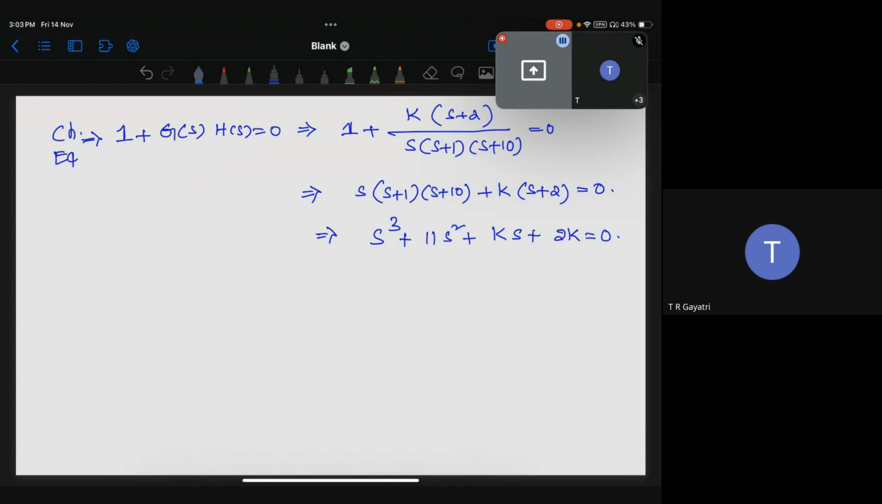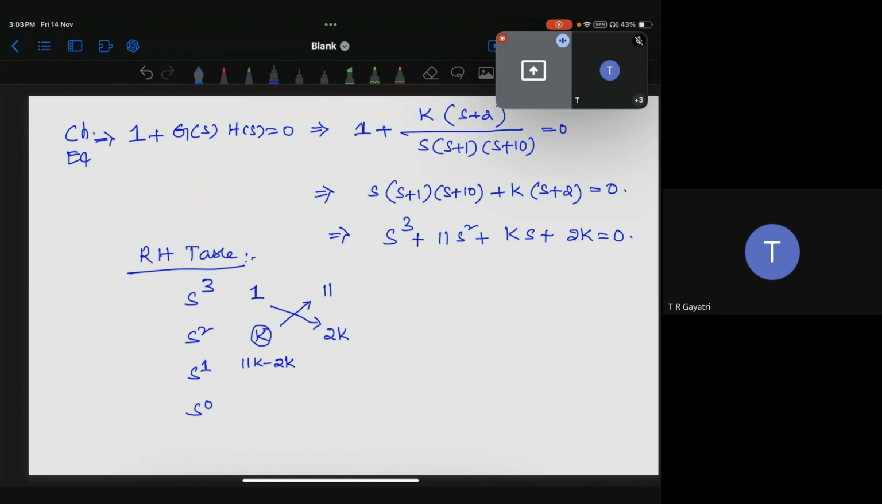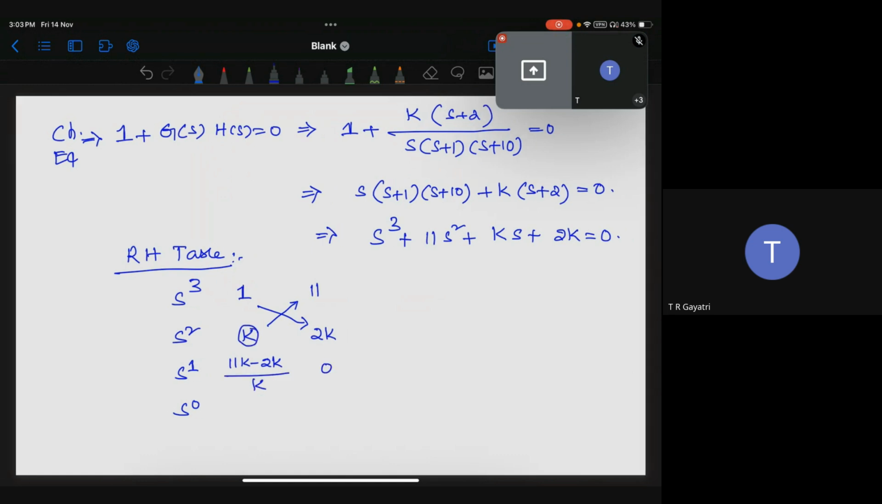Okay. Now using our RH criteria, form this RH table. You'll have s cube, s square, s power 1, s power 0. So this is like 1, 11, then k, 2k. So this is nothing but (11k minus 2k) divided by k, which is the multiplication of this with this divided by this, and this is 0. So this is 2k. Again, we follow the same procedure.